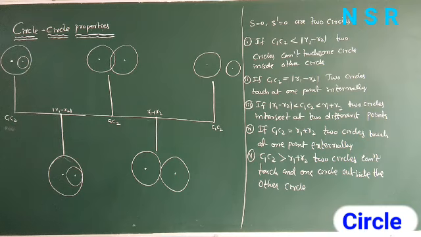So remember the conditions. C1C2 is less than |R1 − R2|: two circles cannot touch and one circle is inside the other. If C1C2 is equal to |R1 − R2|, two circles touch at one point internally. Next, the third one, |R1 − R2| less than C1C2 less than R1 + R2: two circles intersect at two different points. Next, the fourth one, if C1C2 is equal to R1 + R2, two circles touch at one point externally. Next, the fifth, C1C2 is greater than R1 + R2: two circles cannot touch and one circle is outside the other circle.